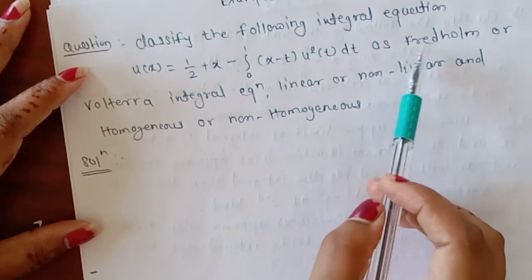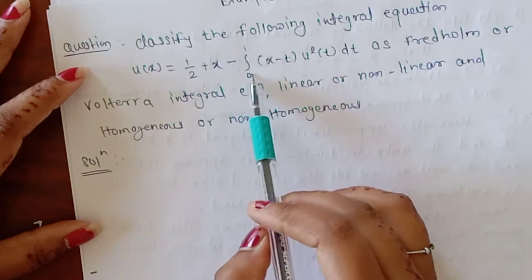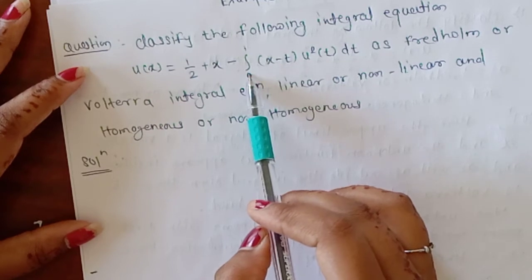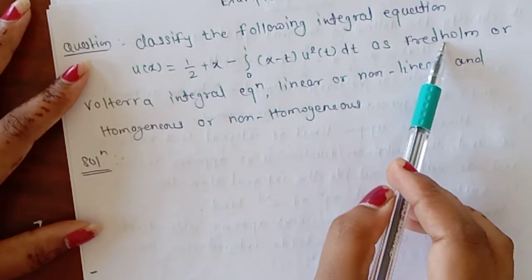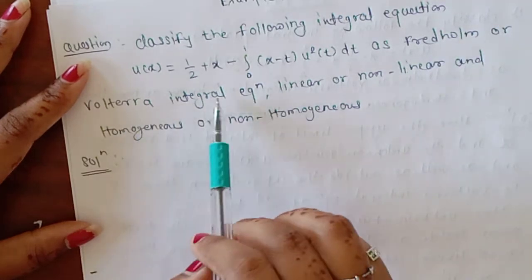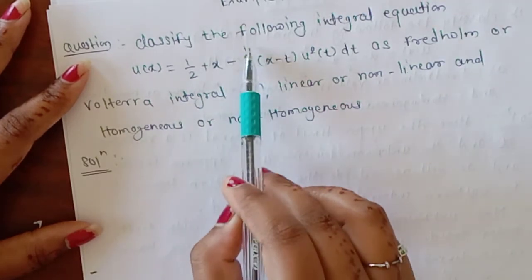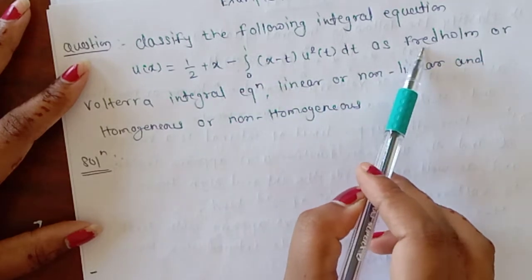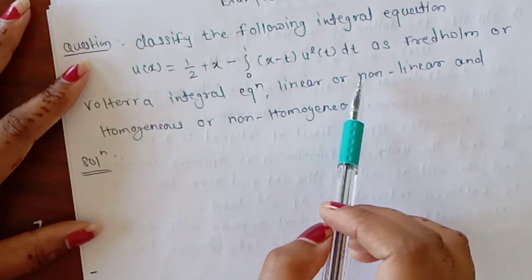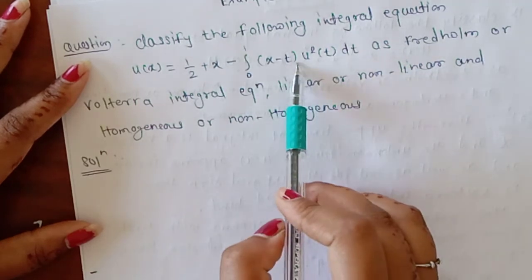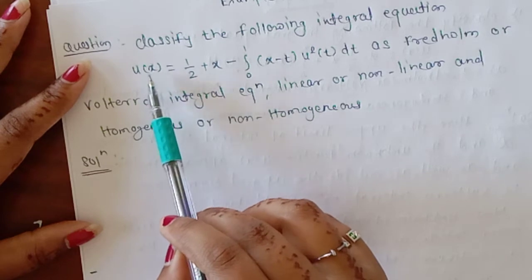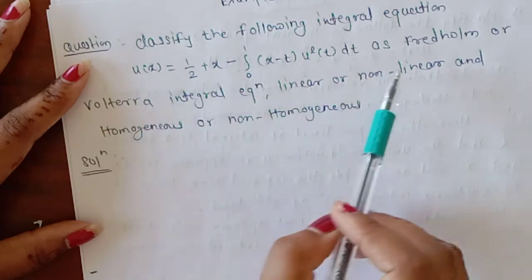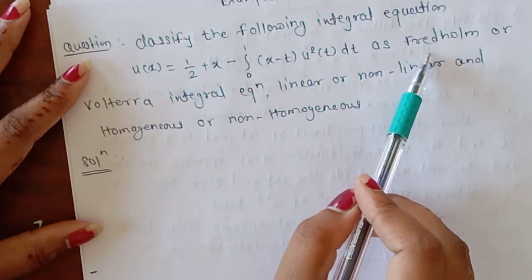First we look at the limits of the integration. Here the limits of the integration are 0 and 1, which are constants. We know that in the Fredholm integral equation the limits are constant, while in the Volterra integral equation one limit is a variable. Here both limits are constant, therefore the given equation is a Fredholm integral equation. Also, the unknown function u of x appears inside as well as outside the integral sign, therefore this is a Fredholm integral equation of the second kind.